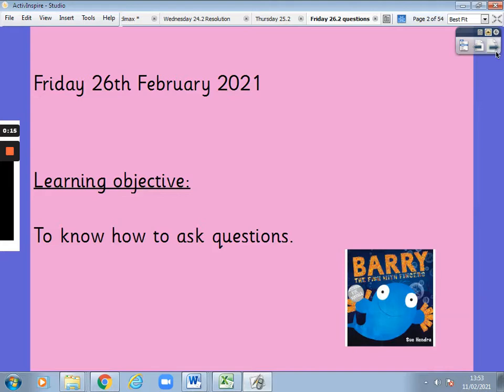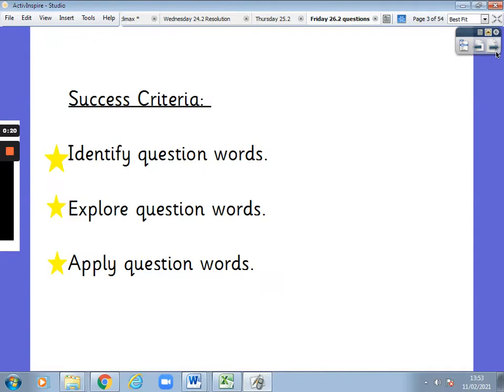Today, our learning objective is to know how to ask questions. We are going to identify the question words, explore the question words, and apply the question words.